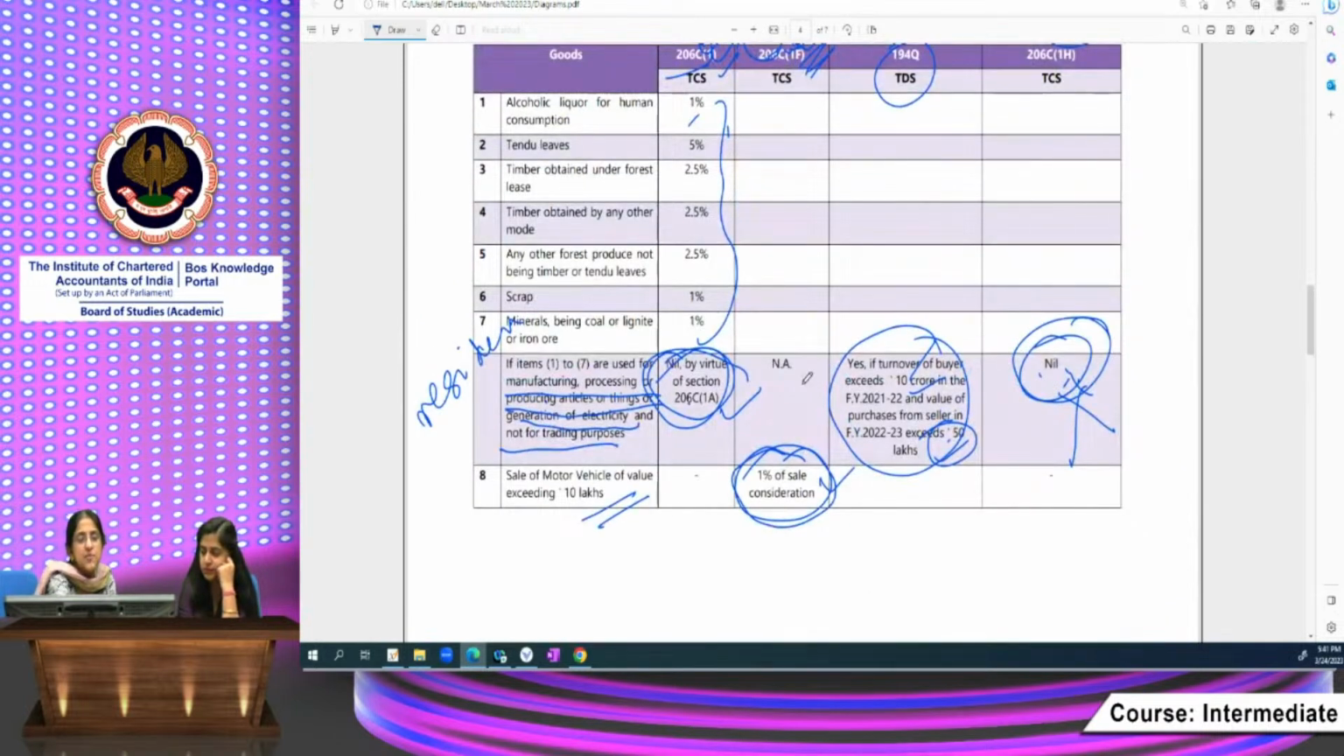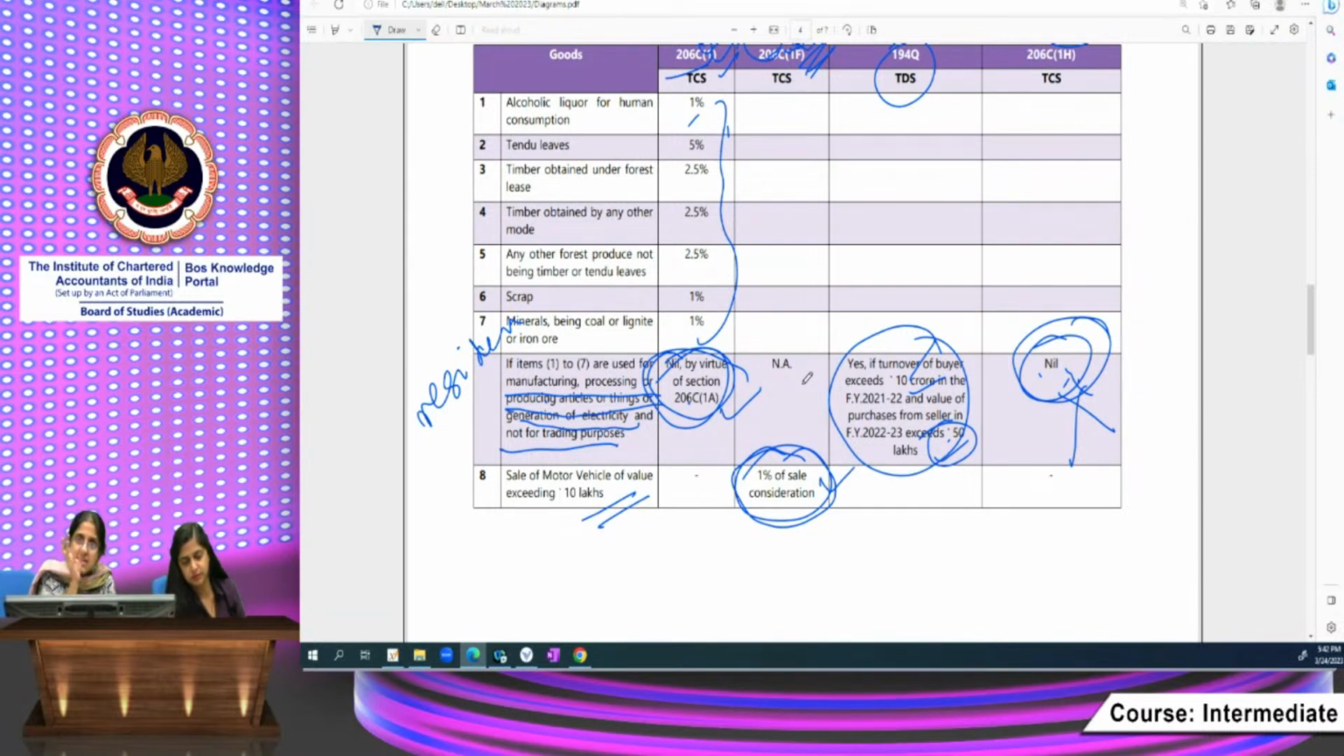It's a case of 206C1A, where a manufacturer, in a case where 206C1 is attracted at the first instance, gets exemption from TCS by virtue of 206C1A, where it's used for manufacture or processing, producing articles or things, or generation of electricity. By virtue of 206C1A, TCS under 206C1 is exempted.